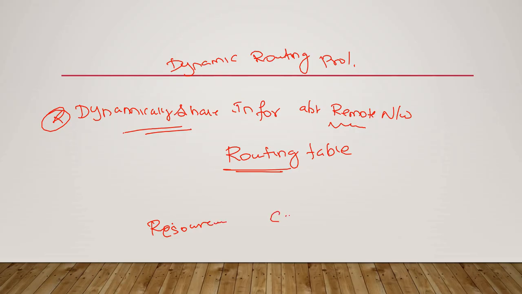Resources: we just need CPU and memory, and then bandwidth. So these are all the additional things we need. Due to this, the cost is going to increase in the dynamic routing protocols. Okay.